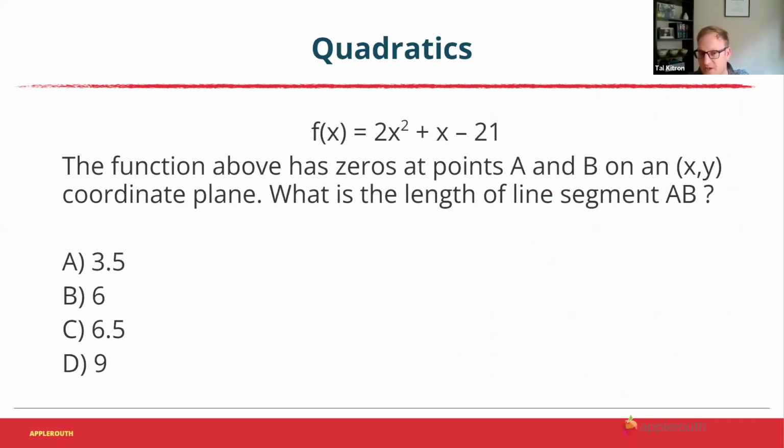That was basic algebra. Here's a quadratic, which in this case is an upward opening parabola. It's saying it has zeros at points A and B. What is the length of that segment?